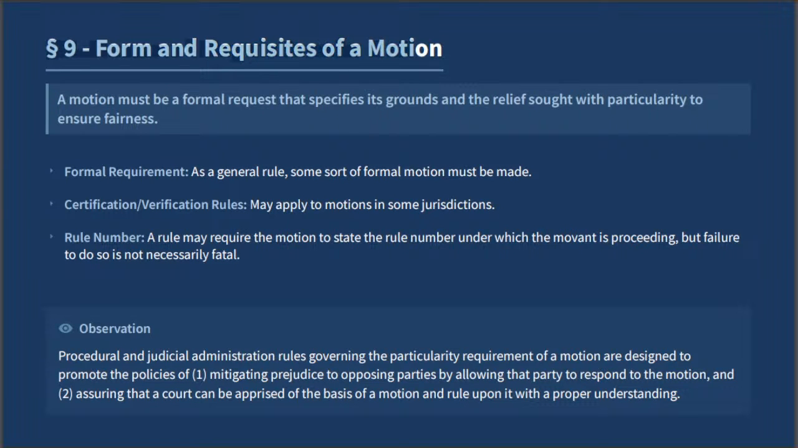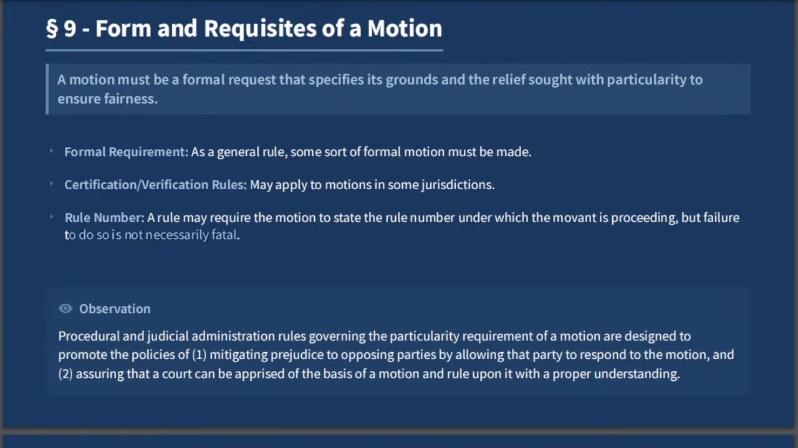We're on to section 9 here. Form and requisites of motions. So now we're on to our practice guide here. So this should get a little bit more practical for everyone. A motion must be a formal request that specifies its grounds and the relief sought with particularity to ensure fairness. So the formal requirement. As a general rule, some sort of formal motion must be made. Certification verification rules may apply to motions in some jurisdictions. Rule number. A rule may require the motion to state the rule number under which the movant is proceeding, but failure to do so is not necessarily fatal.